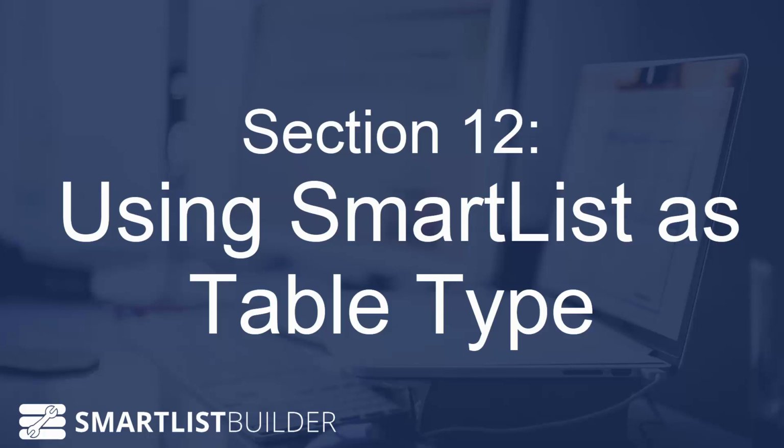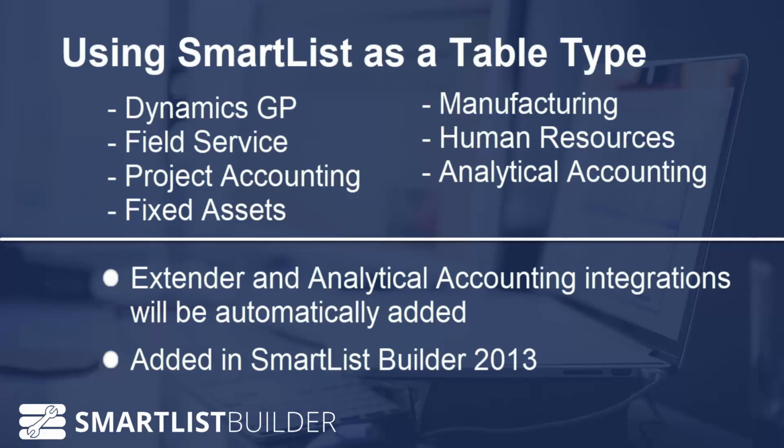In section 12, we'll learn how to use the SmartList table type to create a new SmartList with the same fields as one of the default SmartLists. The SmartList table type refers to adding the existing Microsoft Dynamics GP SmartList. When a SmartList table is selected, all the fields from that SmartList will be added into SmartList Builder. You can add SmartLists from Dynamics GP, Field Service, Project Accounting, Fixed Assets, Manufacturing, Human Resources, and Analytical Accounting.